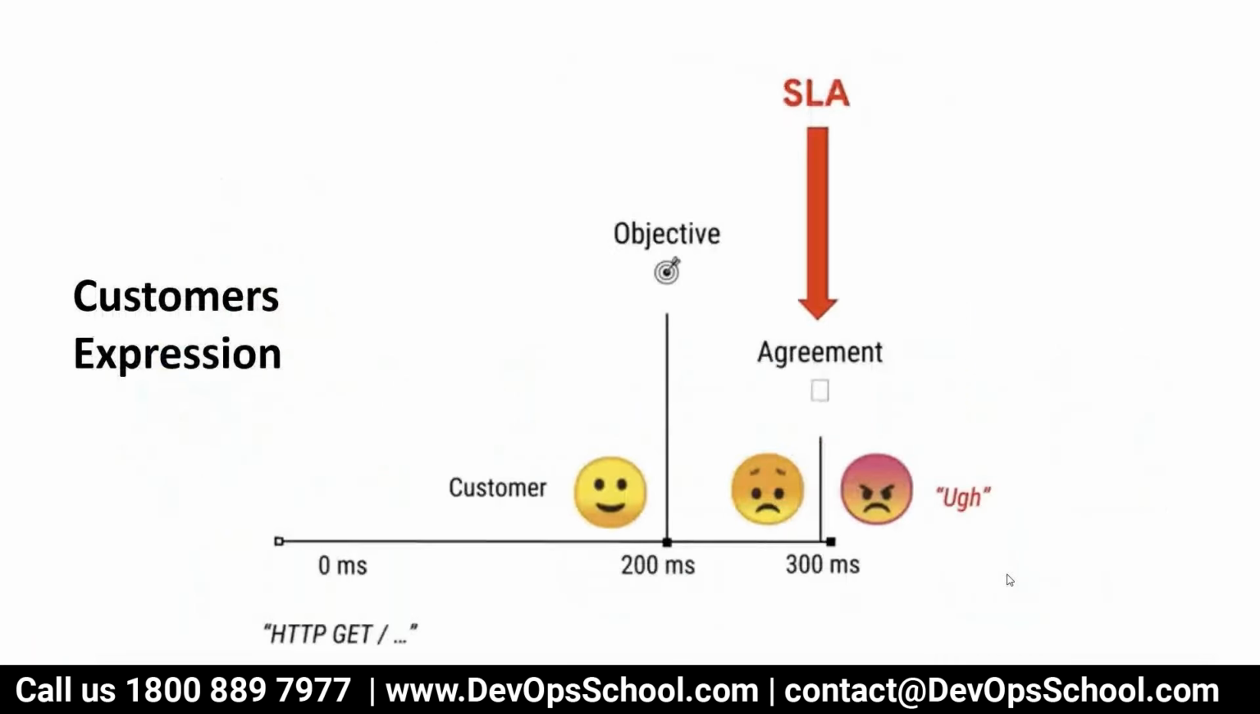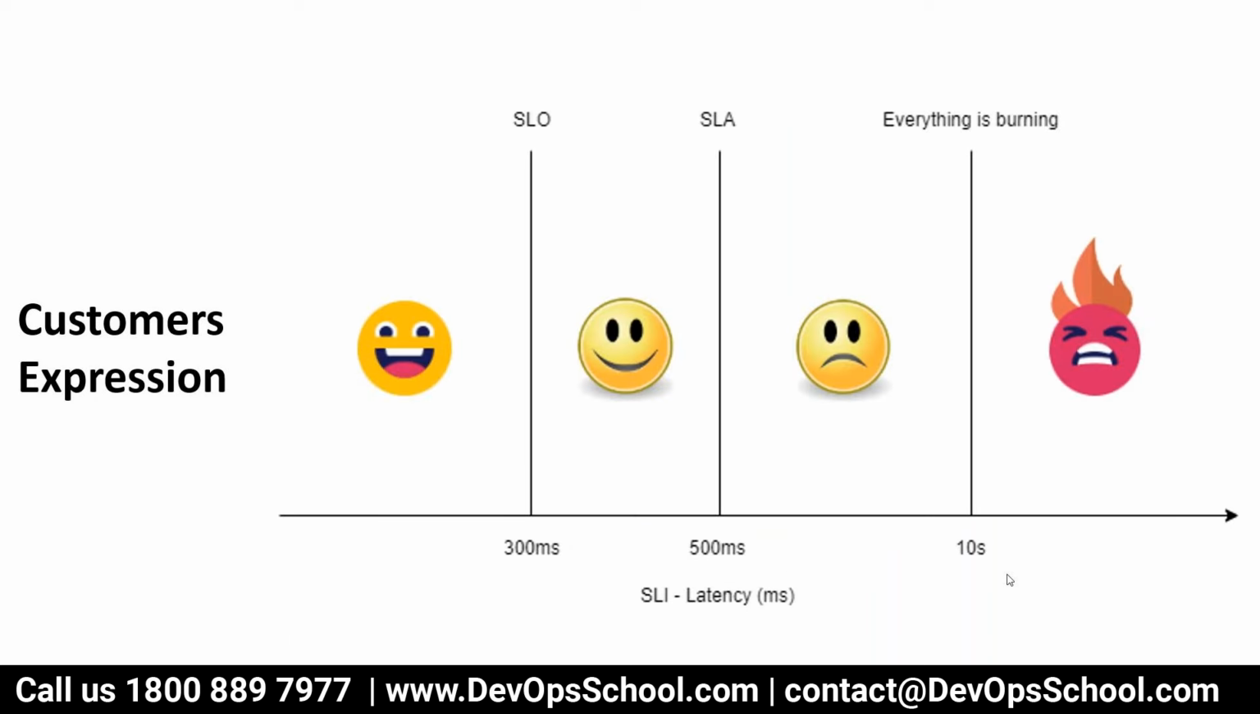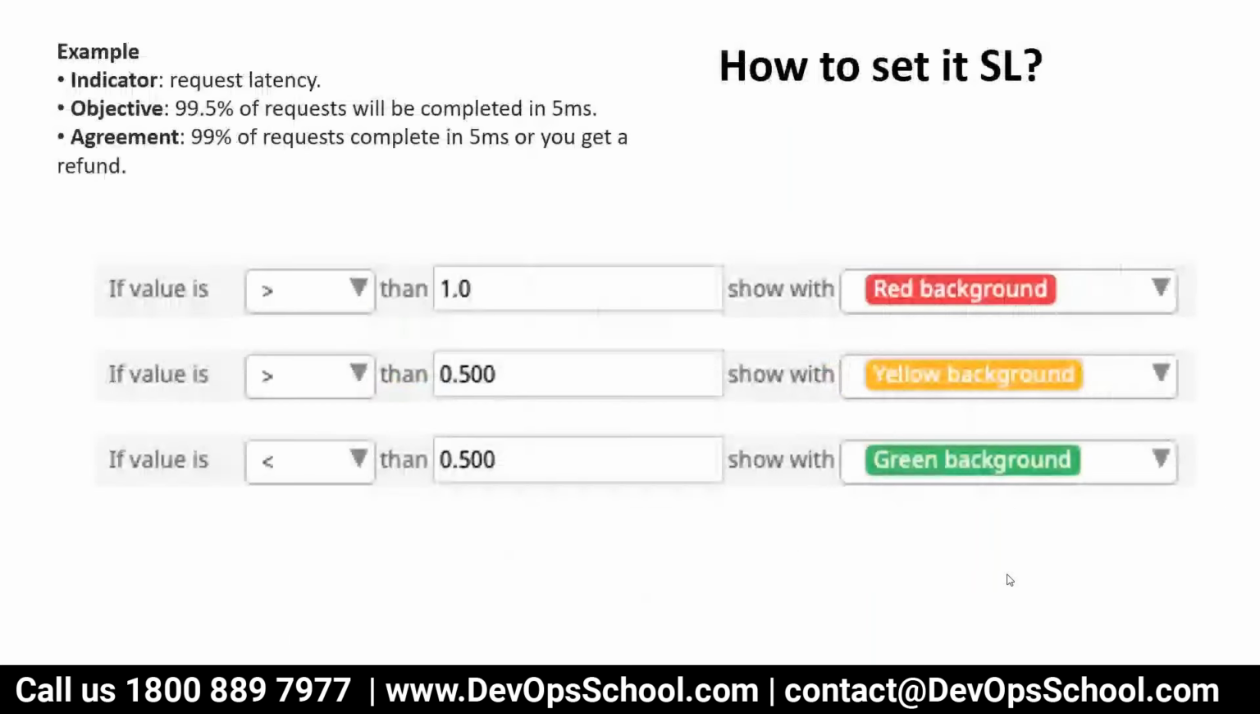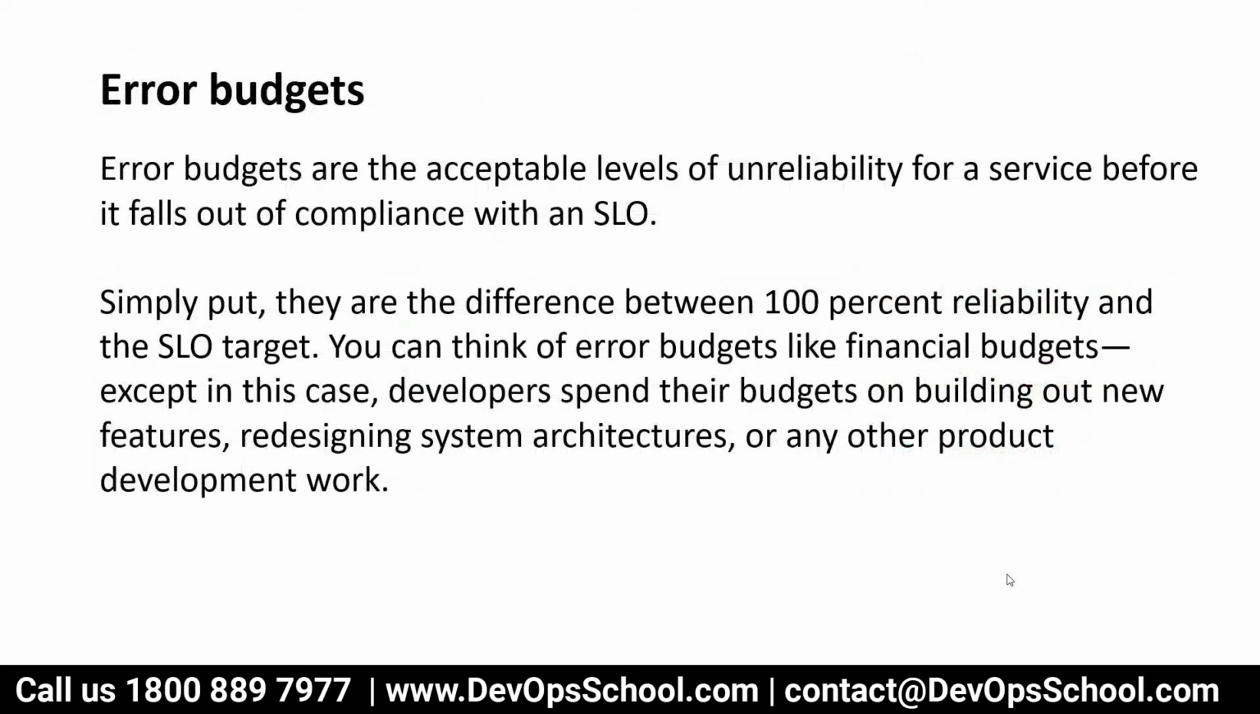Okay, so these are the visualizations of what happens when you breach the SLO and SLA. You'll have to pay for it, and that's something which we have to do. Okay, now if you are a part of SRE, you should also discuss with your customers and come up with the error budget. What is error budget? So basically, error budgets are the acceptable levels of unreliability for the service before it falls out of compliance with an SLO.